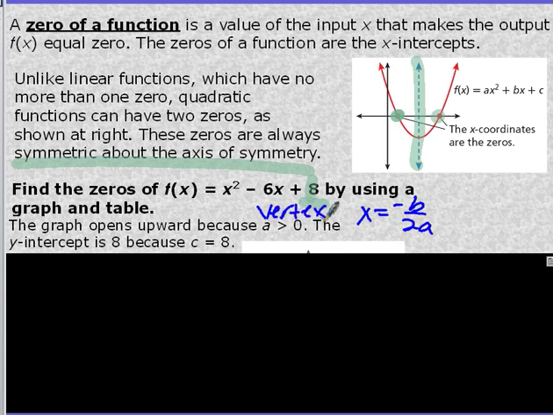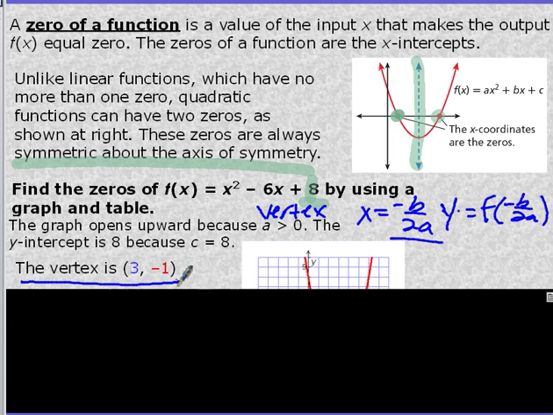x-coordinate of our vertex. The y-coordinate's going to be f of negative b over 2a. So if we plug this value into the equation and get the output value, that's going to give us the y-coordinate of our vertex. So with knowing what our y-intercept is, knowing that it opens up, and knowing what our vertex is, and in this case it's going to be 3, negative 1, now we can start making our table.